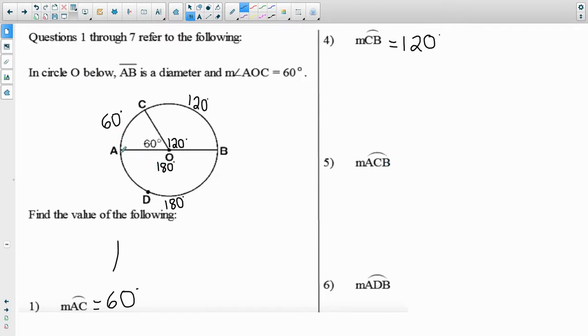And find the measure of arc ACB. Well, ACB is going to start right here. There's A. It's going to go through C all the way to B. Well, we can see that's really just a semicircle. Or we can just add up 120 plus 60. That's going to give us 180 degrees. And find the measure of arc A, go towards D, and end at B. And that'll also give us 180 degrees. Pretty simple.